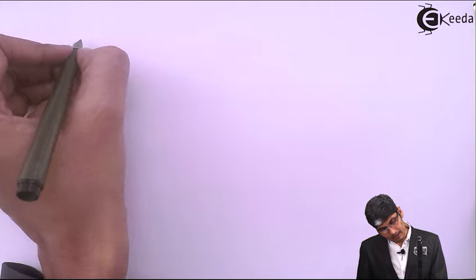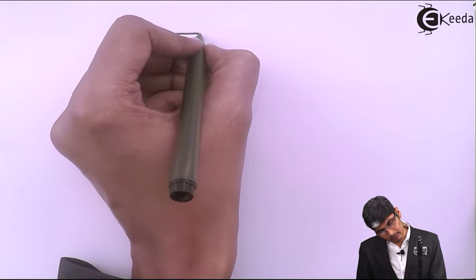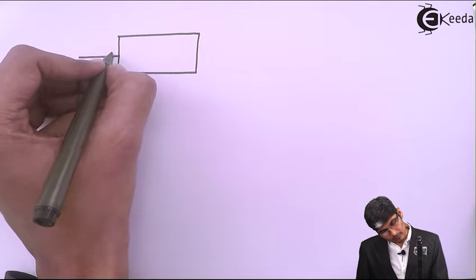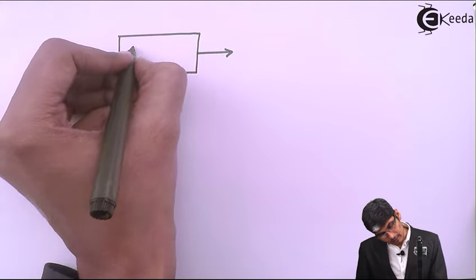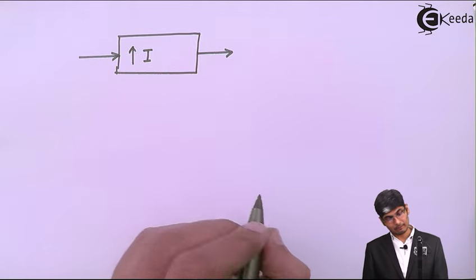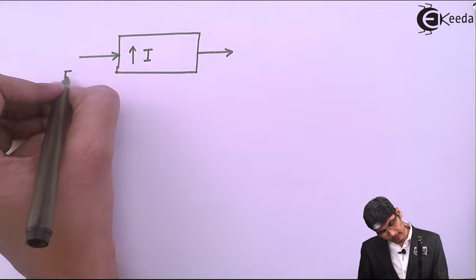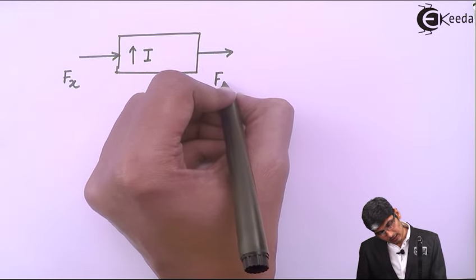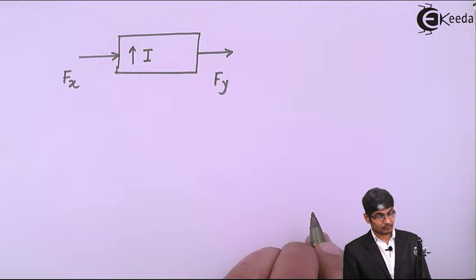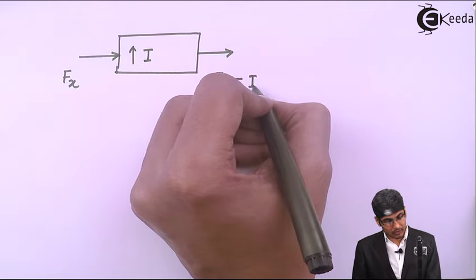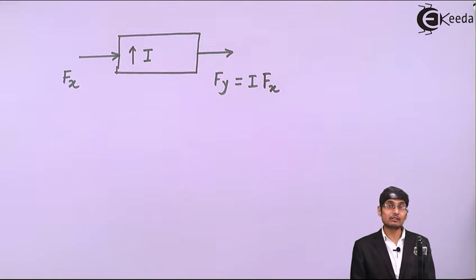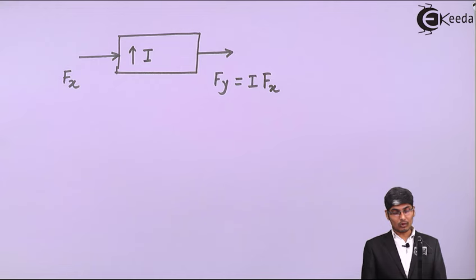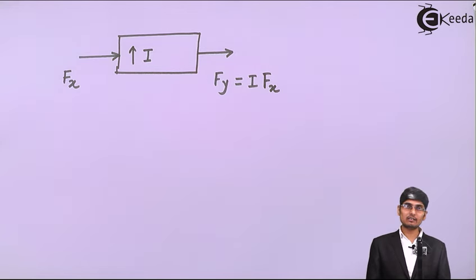Now, what basic difference does it make when I upsample or downsample the signal? Let's take the example of an upsampler. I have upsampled the signal by a factor of I. This is the input sampling rate, fx, and this is the output sampling rate, fy, and fy will always be greater, that means it will be I times fx. That is the relation, correct? Now I wanted to find, because both are discrete signals, correct?